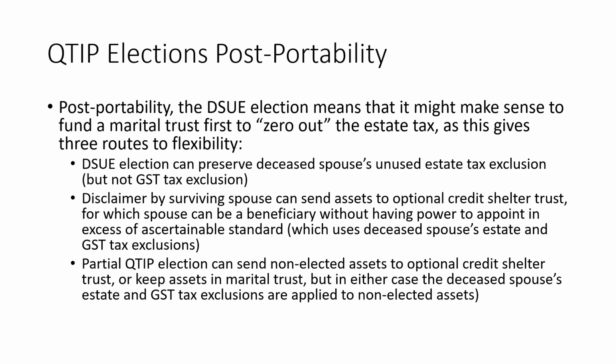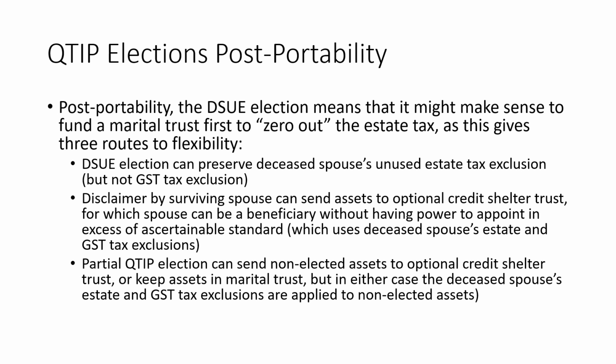So if you want to preserve GST tax exclusion, you might have to look to one of these other 2 outs that you might have. So one would be a disclaimer by the surviving spouse. The surviving spouse could disclaim assets maybe onto the children or maybe to an optional credit shelter trust over which the spouse could be a beneficiary but couldn't hold a power to appoint in excess of an ascertainable standard.